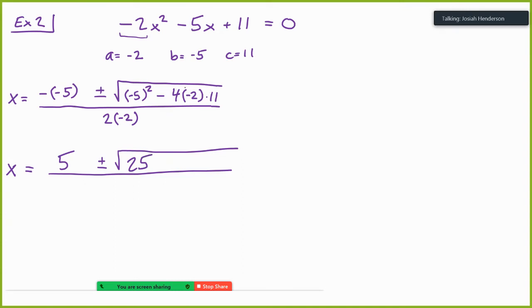Then we have 4 times 2 times 11. So in your calculator, you're going to do what? 8 times 11, 88. 4 times 2 times 11. And then notice that we have negative 4 times negative 2. So that's going to turn into plus, just like last time. So we have plus 88. I'm going to stop. Any questions so far?